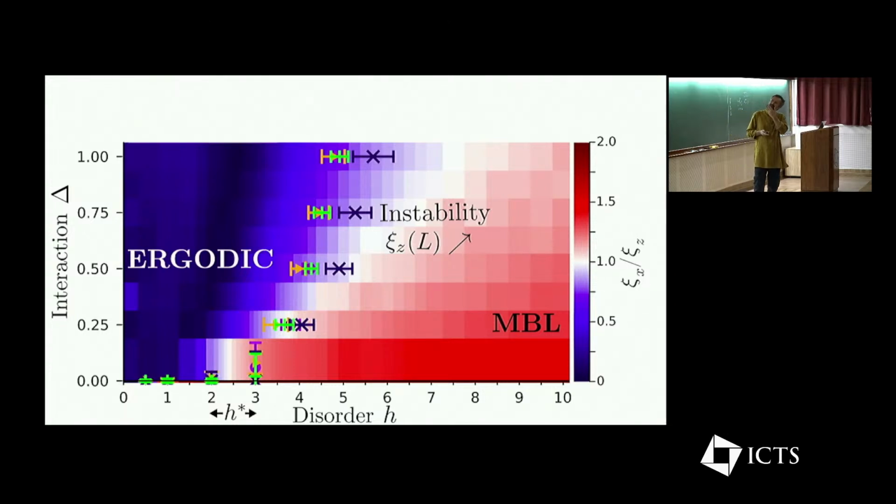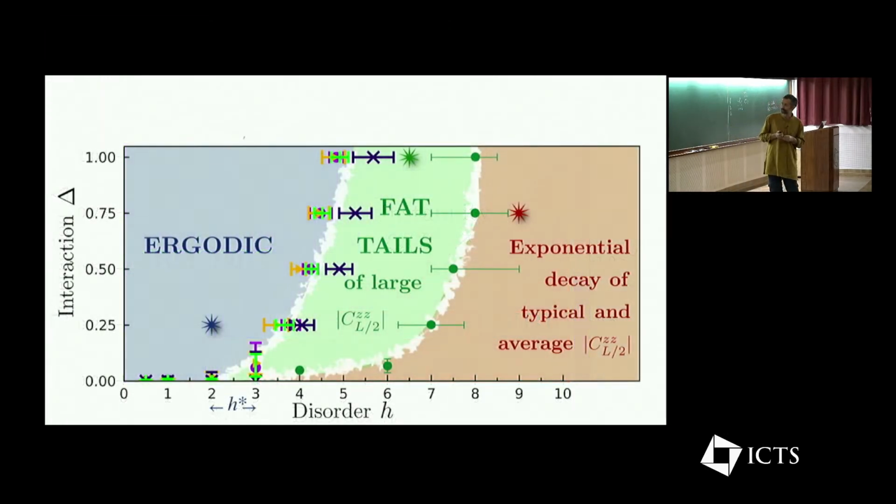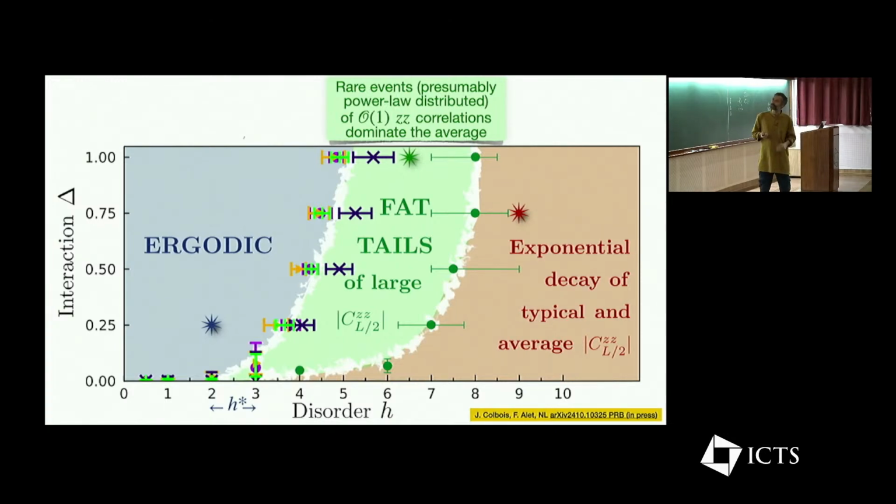So, in fact, this beautiful French phase diagram can be replaced, probably better, by this one. The ergodic regime has not changed. We have this estimate for the transition. And what we have seen looking at this correlation function is that there is a regime, this green part, which has a fat tail when you look at the correlation function.